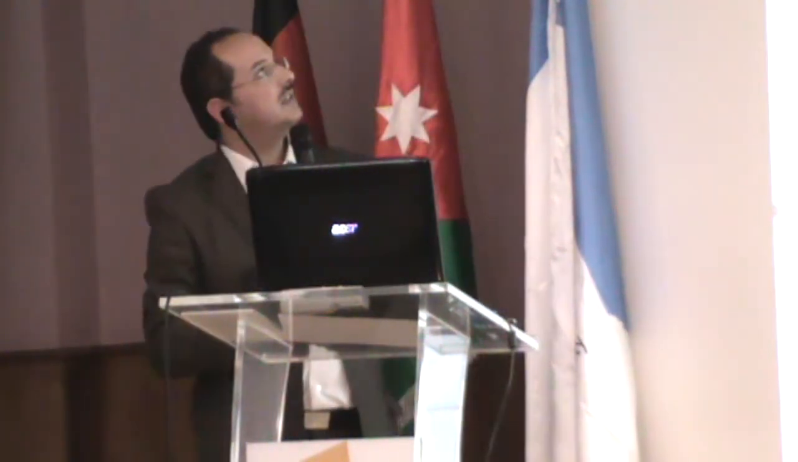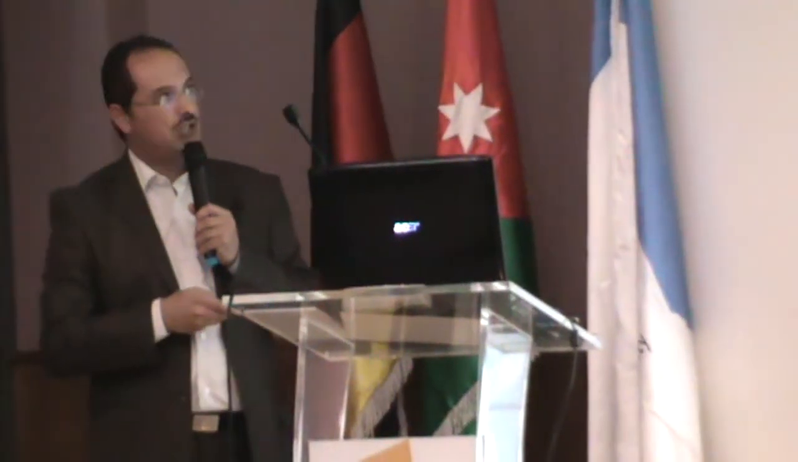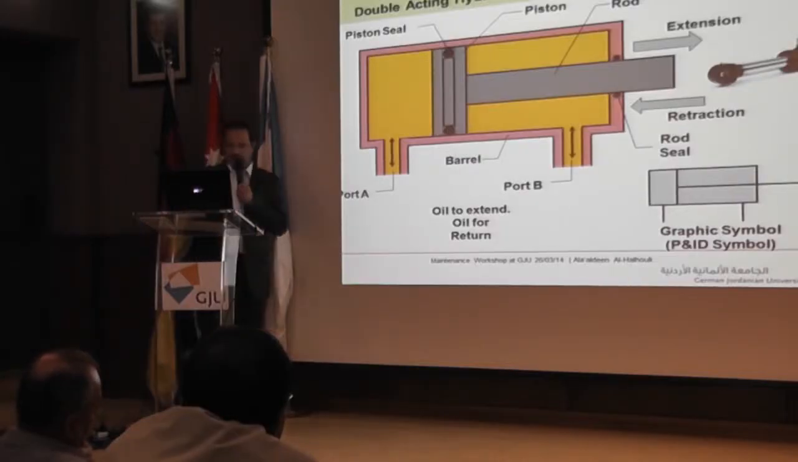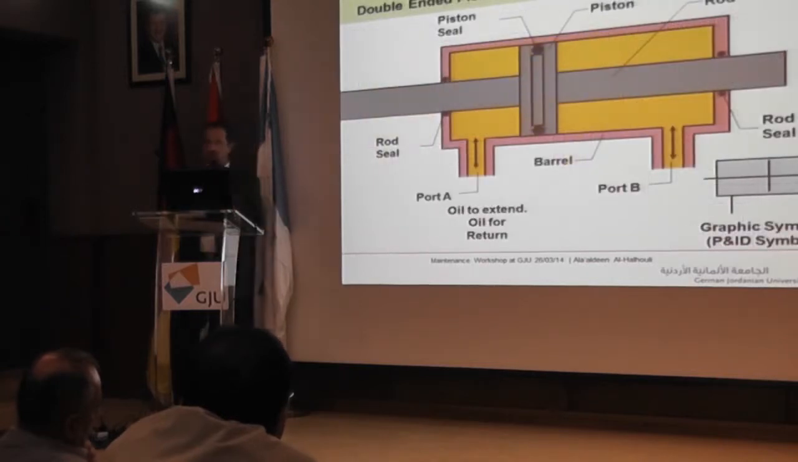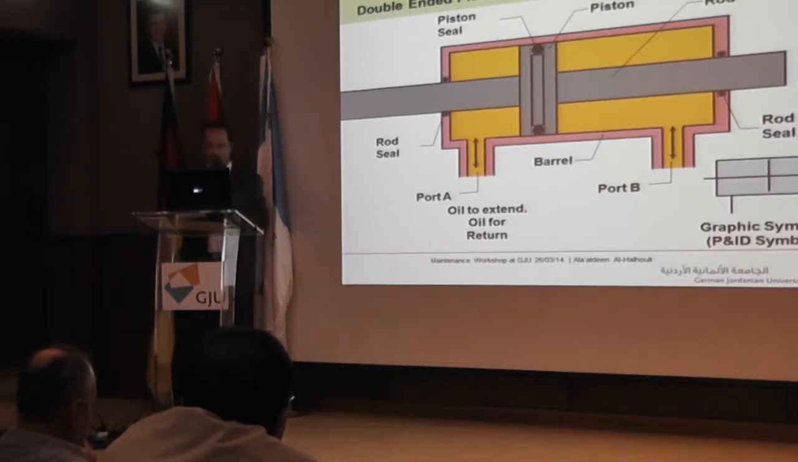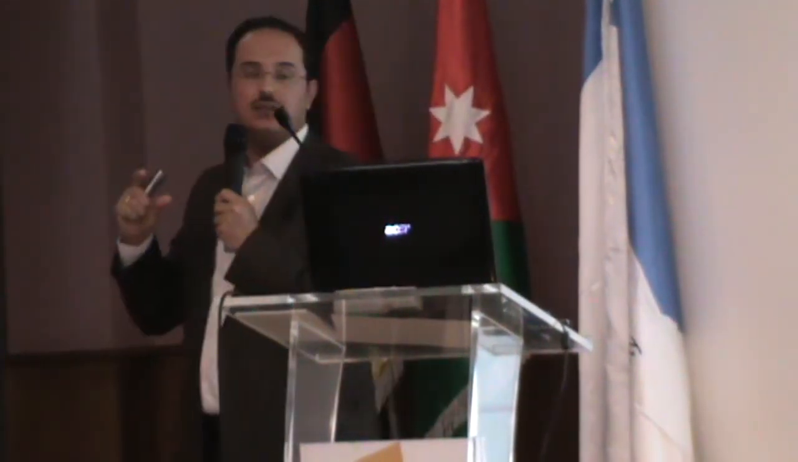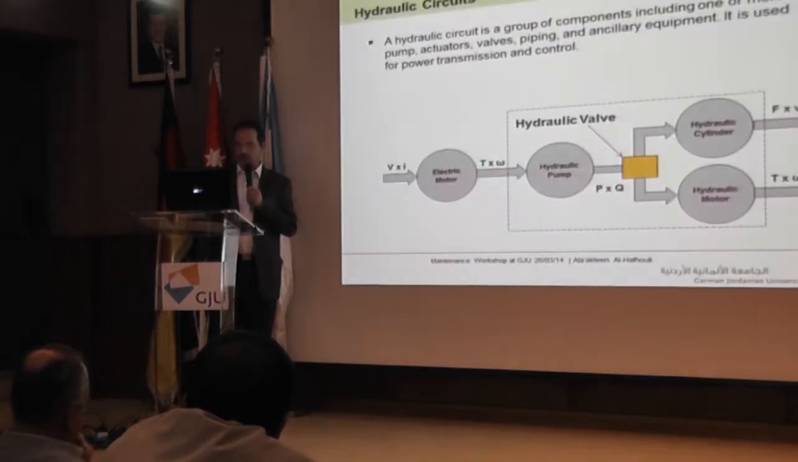The second type is the double-acting hydraulic cylinders, where you can control through a fluid the retraction and extension of the cylinders, and a double-ended piston rod double-acting cylinders. So you have here loads on both sides, so you can control the movement on both sides. Also, you can see here there is a welded body and a rod cylinders. Here the body is welded, and here it is screwed through connecting rods. Both types have limitations, maximum pressures and design parameters. I won't go into details, I'm just giving an overview of these components.